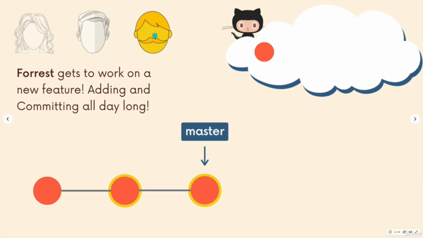Forrest, this guy here with the mustache, spends his day adding and committing. He's working on some new feature. He has 2 new commits. So this is what he started with here. He has 2 new commits worth of work on the master branch.